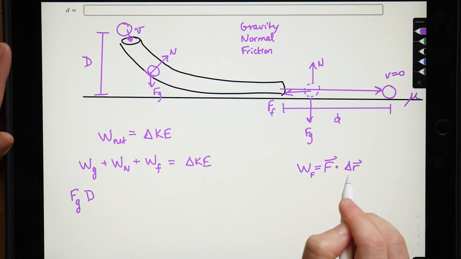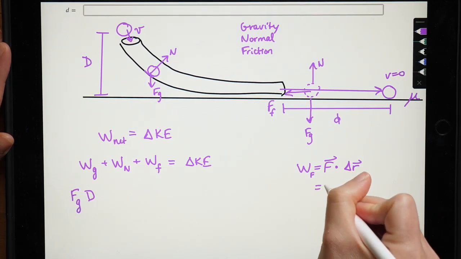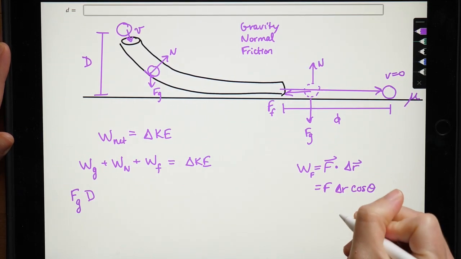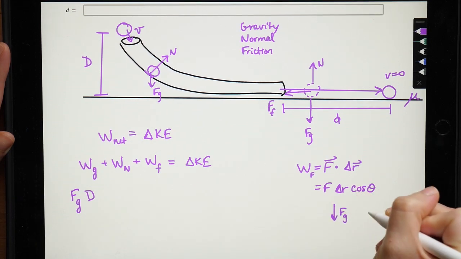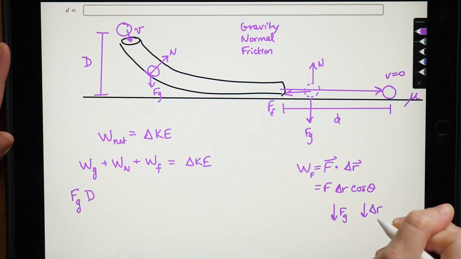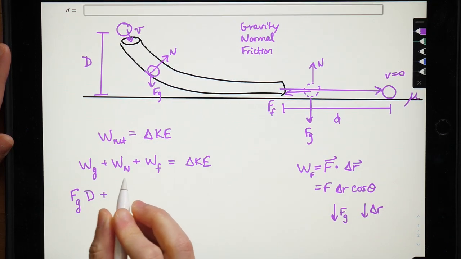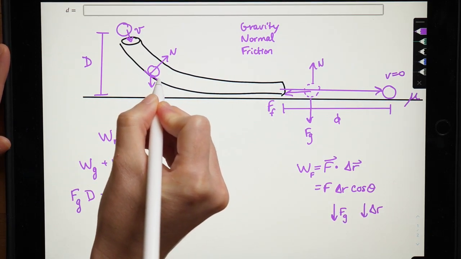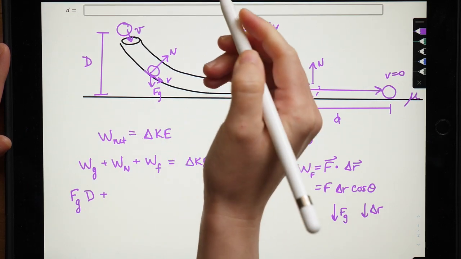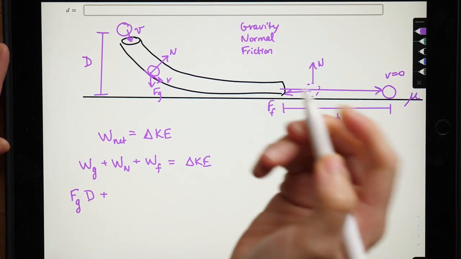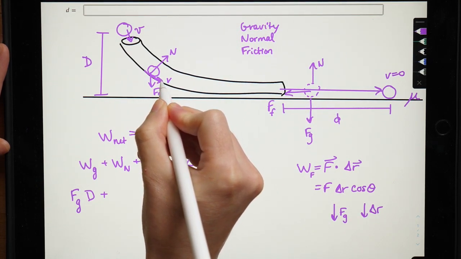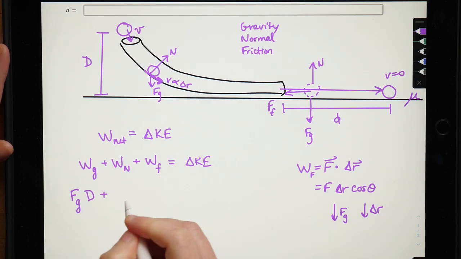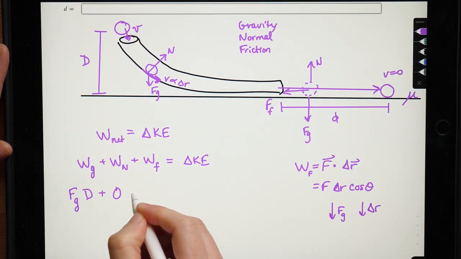And the cosine of those two, when we do the dot product, we're doing F delta R cosine of the angle between them. And in this case, gravity points down and delta R points down because the zebra is moving down. Then we're going to add the work done by the normal force. Now, at each point, the normal force is perpendicular to the direction of motion, which means that delta R is in the direction of motion. So delta R is always perpendicular to the normal force. So this work will be 0.